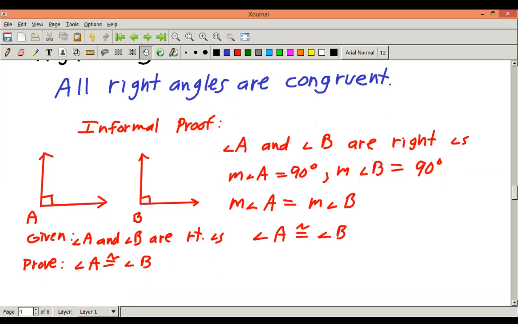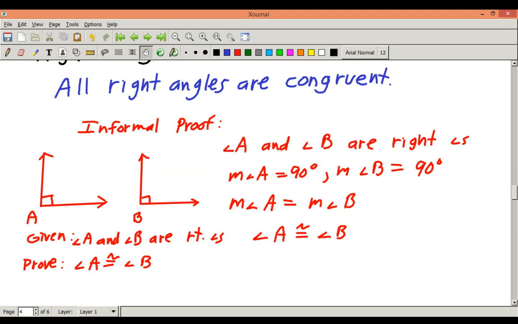So I'm just going to do an informal proof. I won't do a 2-column proof. So you see, by the way, you can write that as a conditional statement. If 2 angles are right angles, then they are congruent. So I made 2 angles, angles A and B, and I said that they were right angles. That comes directly from the hypothesis. So we're given that 2 angles are right angles, A and B, and then we're trying to prove that angles A and B are congruent.